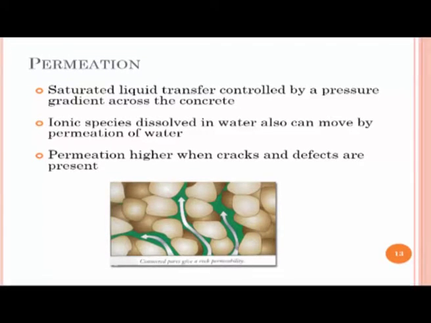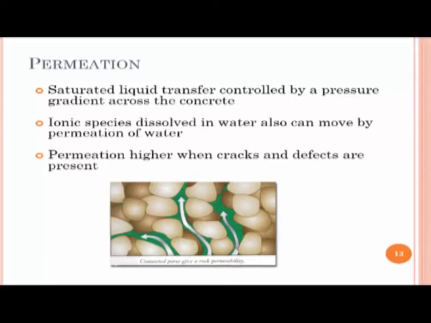Because of the pressure gradient, this flow of the water is happening across the concrete, and because of water moving, obviously the other things along with the water can also move, like chlorides, sulfates, or whatever the aggressive species may be which are dissolved in the water. When water moves by permeation, all the other species also will tend to move into the concrete. For example, in the case of a swimming pool where you have a large height of water, water permeation will be one of the major factors through which the water is actually able to penetrate into the concrete.